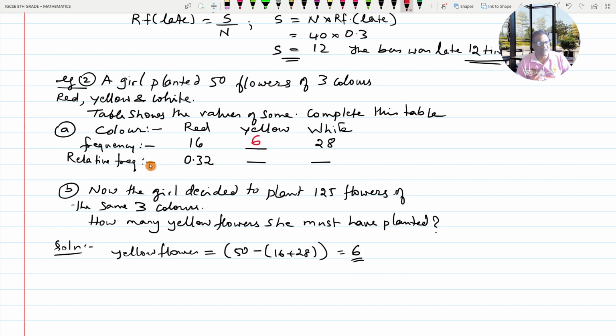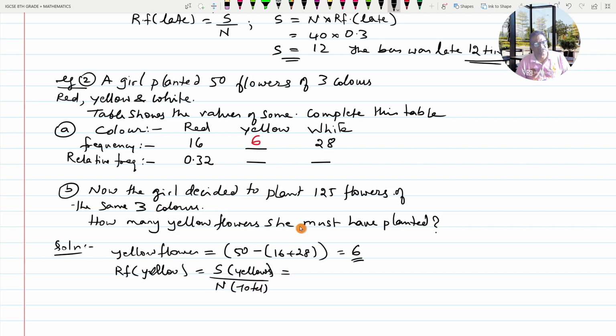Okay. Now relative frequency for the red flowers is given as 0.32. Now these two relative frequencies you have to write down. So you have to find out what is the relative frequency of yellow and white. So relative frequency of red is given 0.32. So no issue. That is okay. What should be the relative frequency of yellow? So I'll write here relative frequency of yellow flower will be equal to S of yellow, that is number of yellow flowers, divided by the N, that is the total flowers, isn't it?